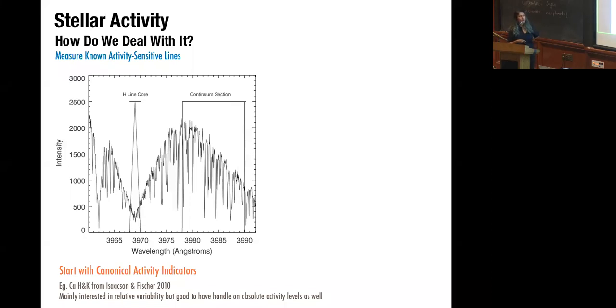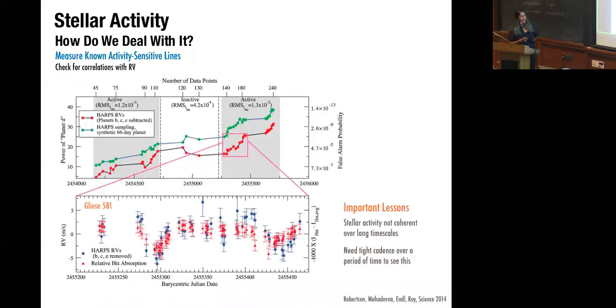This, for example, is the measurement of the calcium H and K lines from Isaacson and Fischer in 2010. These metrics have sort of stayed the same, but of course people are exploring these for the near infrared as well. So you measure these, and it's very hard to get absolute measurement numbers, but remember that in radial velocity, mostly what we care about is relative changes in the star. Then you look at whether those activity indicators that you just measured show any correlation with your RV.